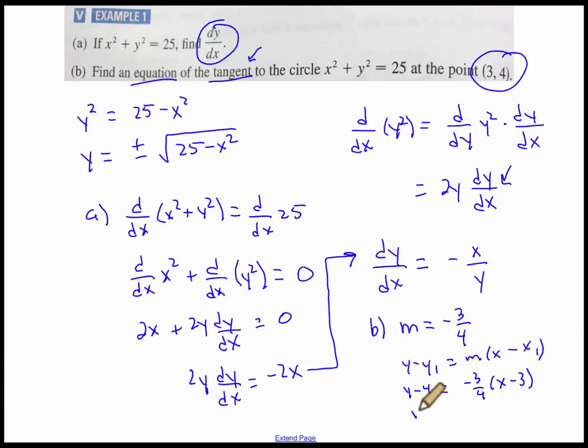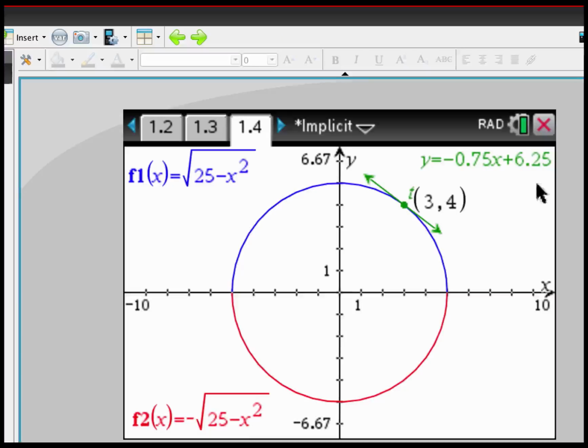So that would be y is equal to negative 3/4 x plus 9/4, and if I add 4 to that, that's 16/4, so that's going to be 25/4, which I believe is 6.25. Let's go back to our calculator. Bam, there we go. That's the equation of the tangent line.